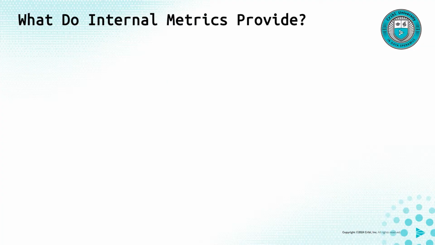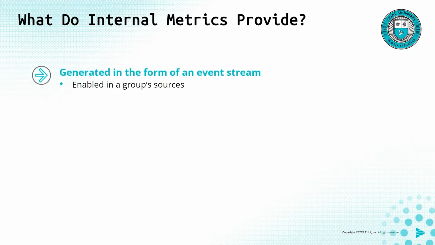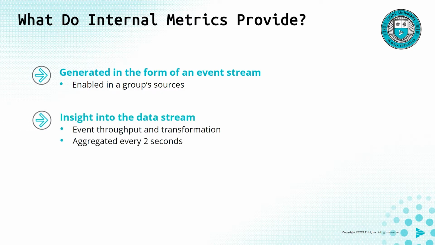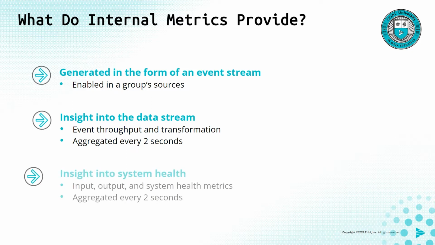So what exactly do Cribl Internal Metrics provide? As you may already know, metrics are generated in the form of an event stream that may be enabled in a group's sources. This metric data provides insight into the data stream. Every 2 seconds, stream workers and edge nodes aggregate throughput and health metrics. These internal metrics provide data regarding throughput and transformation data. Metric data also provides insight into system health. It allows you to see input, output, and system health metrics.